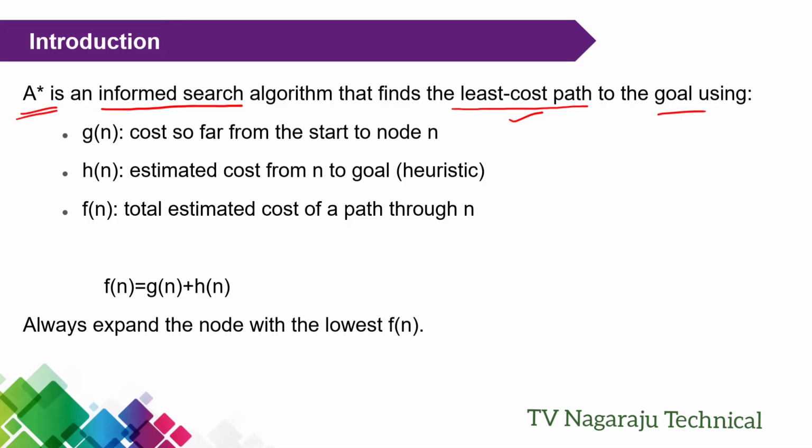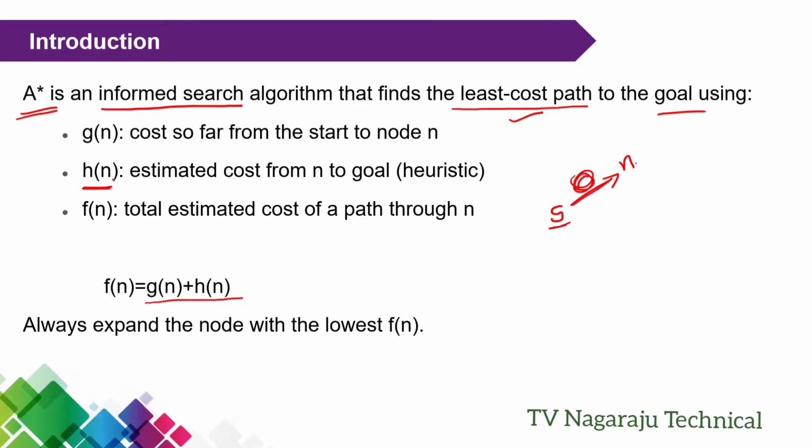Now, what is the function that it uses? The function that decides which node you need to move to is calculated based on g of n plus h of n. What is meant by g of n? For example, right now I am at the start node S. Suppose I am moving to node n. So g of n specifies the cost from the start node to node n. So this cost is g of n.